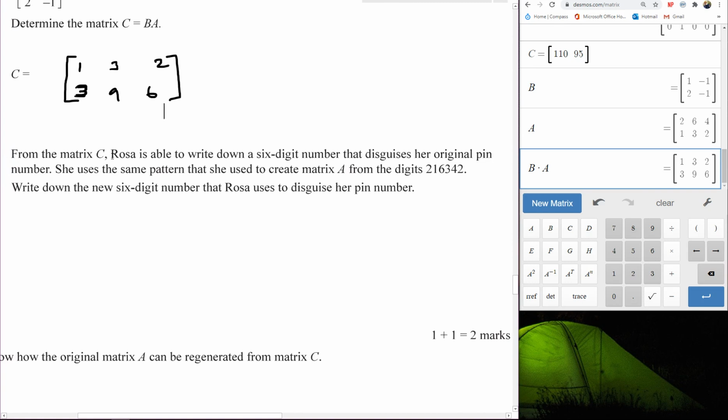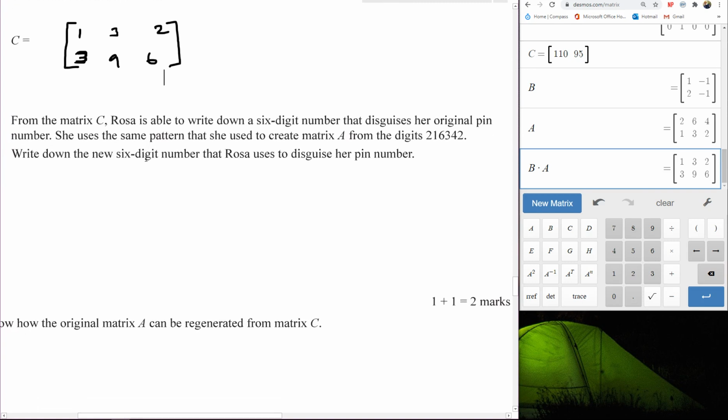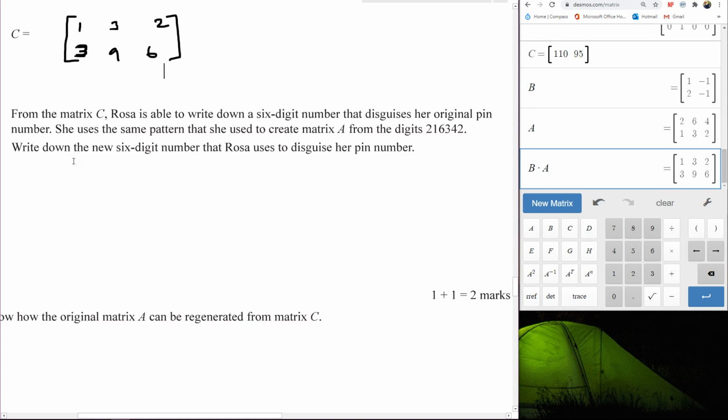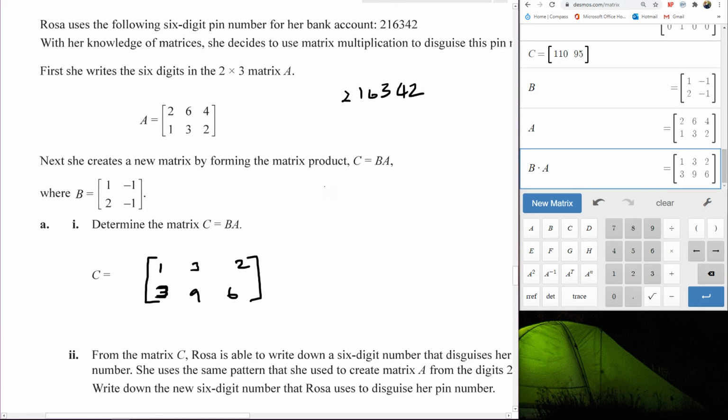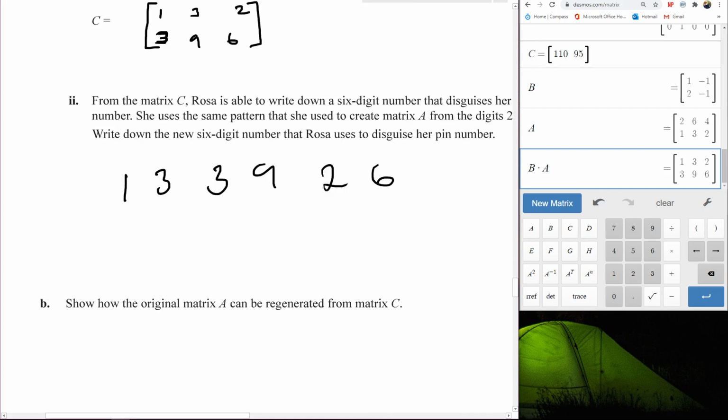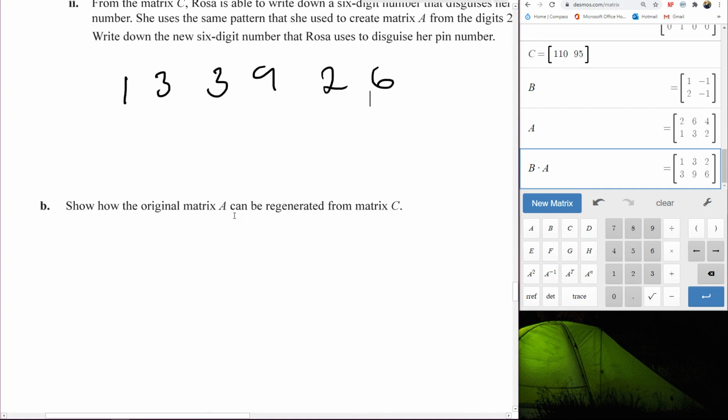From the matrix C, Rosa is able to write down a 6-digit number that disguises her PIN. She uses the same pattern to create matrix A from digits 216342. Write down the new 6-digit number that Rosa uses to disguise her PIN number. So the new PIN number that she now has is 133926, which is obviously not the original number. Now show how the original matrix A can be regenerated from matrix C.